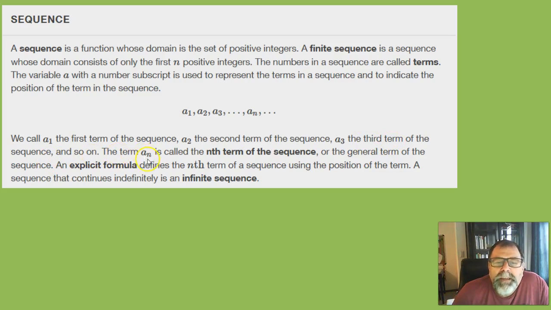The term a sub n is called the nth term of the sequence, or the general term of the sequence. An explicit formula defines the nth term of a sequence using the position of the term. So again, that's kind of what we just did, 2 to the n. That would describe a sub n is equal to 2 to the n. So that's an explicit formula. And a sequence that continues indefinitely is called an infinite sequence. Make sure you understand these key terms.